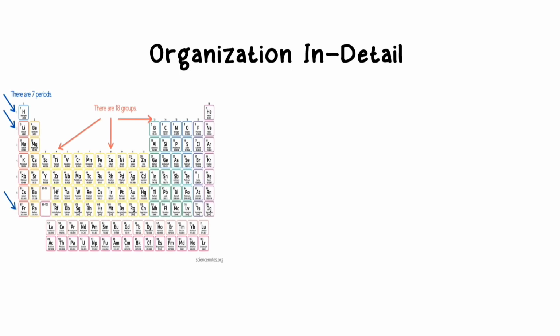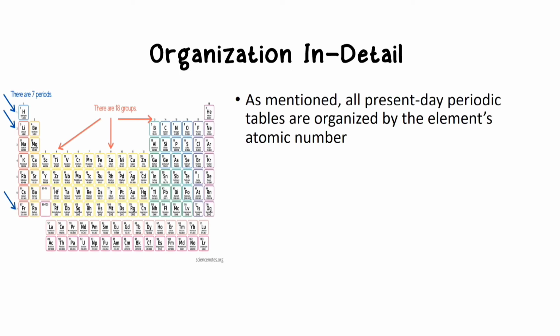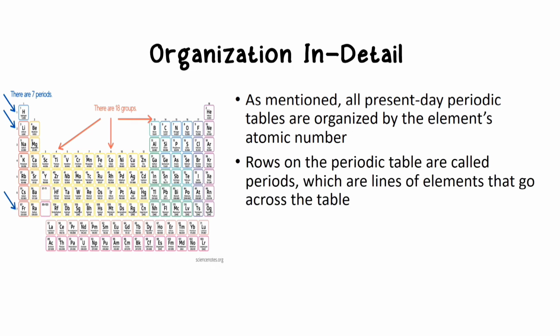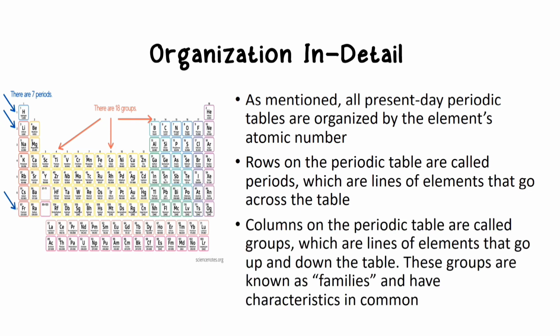Organization of the periodic table in detail. As mentioned, all present-day periodic tables are organized by the element's atomic number. Rows on the periodic table are called periods, which are lines of elements that go across the table. Columns on the periodic table are called groups, which are lines of elements that go up and down the table. These groups are known as families and have some characteristics in common.